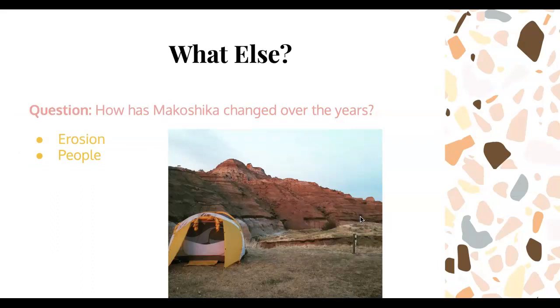Next is the question of what else? What else do I want to know about Makoshika? And my question is, how has Makoshika changed over the years? There can be many answers to this question, but I believe from my research, it is from erosion, due to the natural weather in Montana, and also people. People can change state parks, but usually it takes some time. They camp or they don't follow park rules such as staying on the trail.